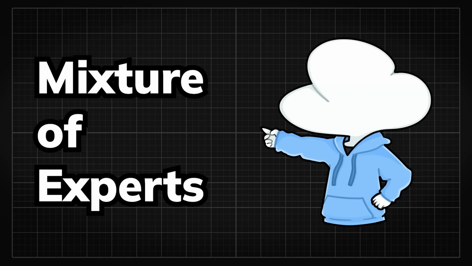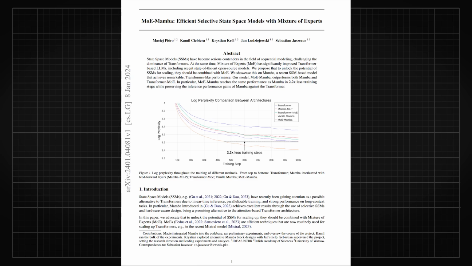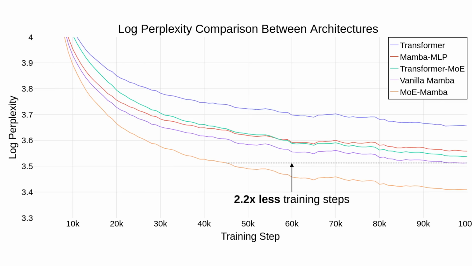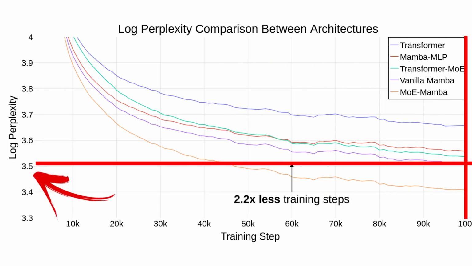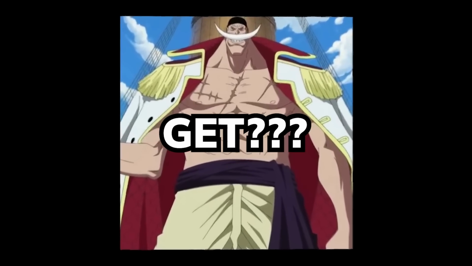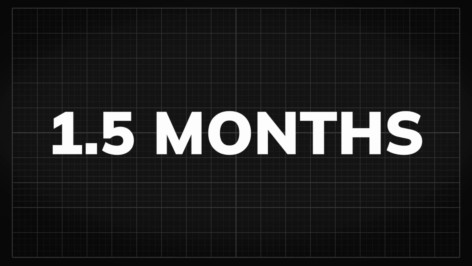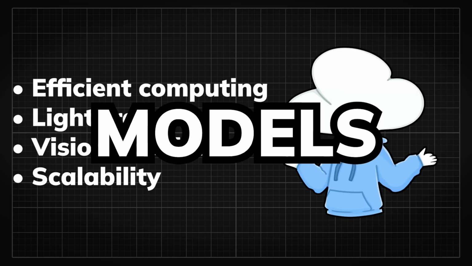If you don't know what MoE is, feel free to check out this video. And in the MoE-Mamba's research paper, they have shown that MoE-Mamba requires 2.2 times less training steps than normal Mamba, and still holds the same quality. So how much better can this really get? That was a lot of upgrades in such a short amount of time, and these promising properties might just change the landscape of language models very soon.